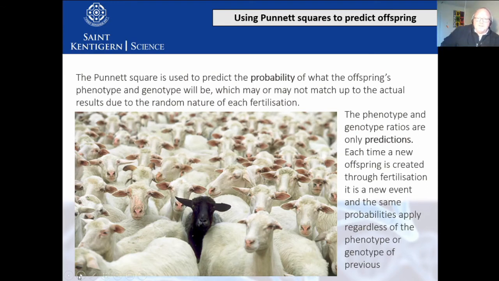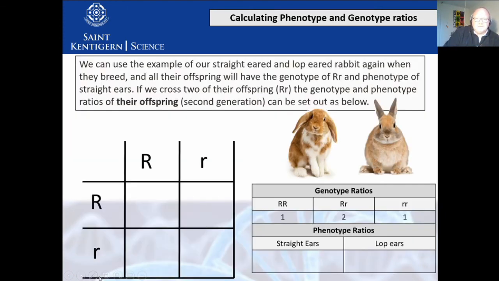Okay, so Punnett squares, that's how we predict the probability of having different phenotypes. Here we have lop-eared. If we use the example of straight and lop-eared rabbits again, when they breed, all the offspring will have a genotype Rr and the phenotype of straight ears. If we cross two big R little r's, or heterozygotes, the genotype and phenotype ratios of their offspring, the second generation, can be set out as below.